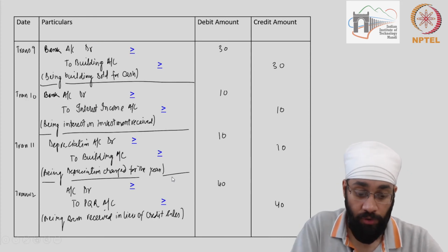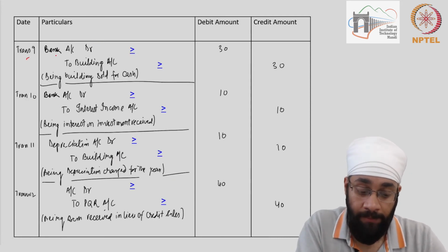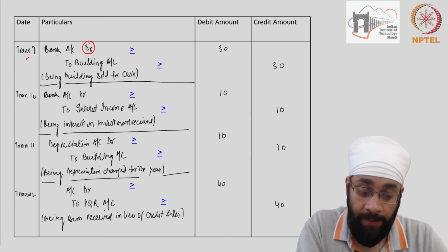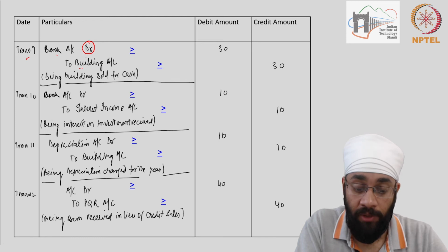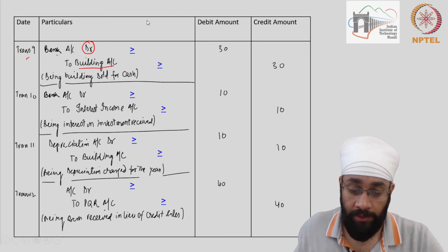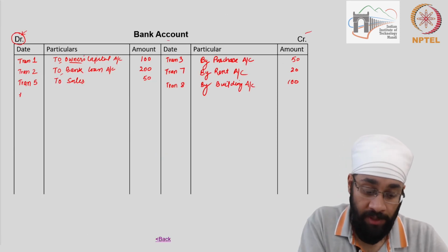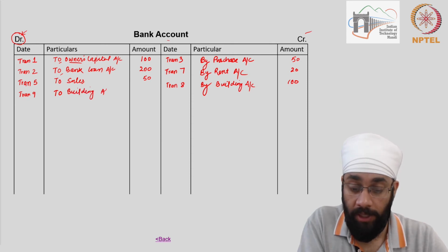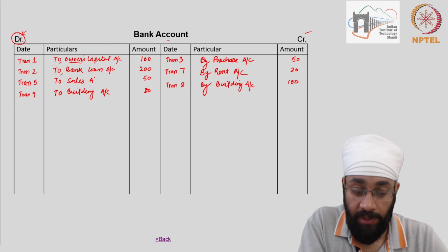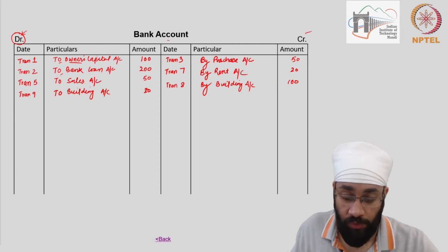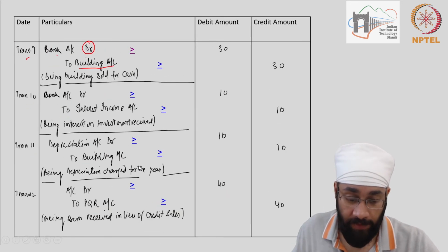Okay, let's move on to transaction 9. We have bank account involved again. Building is being sold. We go to debit side of bank account and we are going to write the name of the other account. Transaction 9 to building 30. So transaction 9 to building account 30. I should have written account here as well. There you go. Transaction 9 has been posted to bank account.